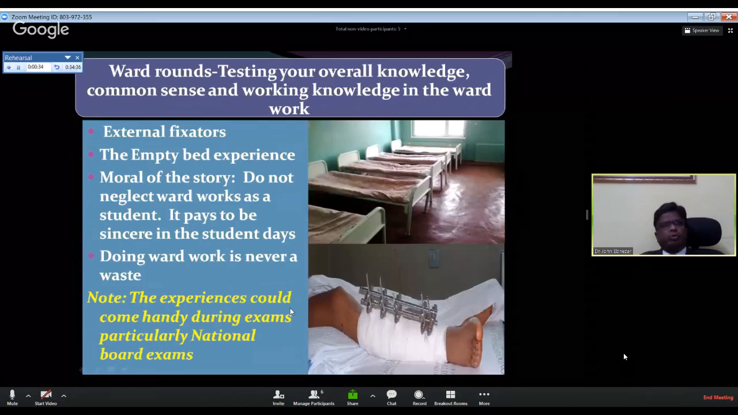So do not neglect your ward work as a student. It pays to be sincere in the student days. Doing ward work is never a waste. The experiences could come in handy in exams, particularly the national exams.